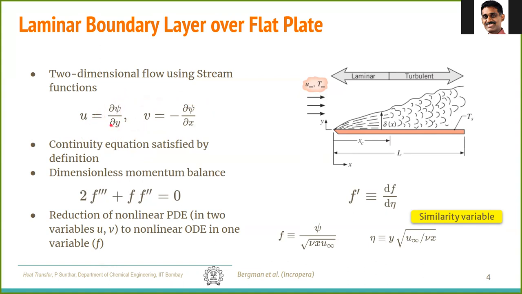Once we define the stream function this way, we can reduce the momentum balance inside the laminar boundary layer to a form like this, where f is the dimensionless stream function. You can immediately see that this is dimensionless by looking at the dimensions of these quantities. Psi has a unit of velocity times distance. If you expand all these quantities, this will be meter square per second, and this is velocity times distance, which is again meter square per second, and the square root of that cancels off with this. So f is a dimensionless stream function.